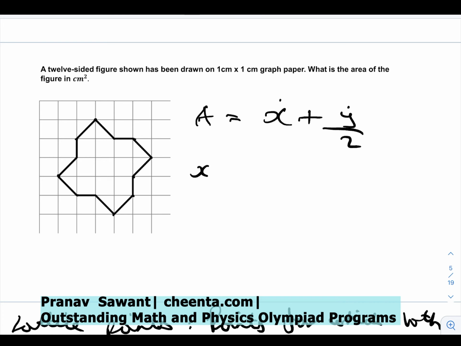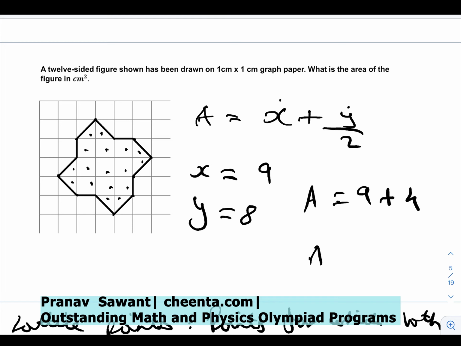So if I try and find out x, what would be x? X is 1, 2, 3, 4, 5, 6, 7, 8, 9. And what is y? Y is 1, 2, 3, 4, 5, 6, 7, 8. And if I just substitute this and compute this, I'll get A is equal to 9 plus 8 by 2, which is 4, so A is equal to 13. So with both methods, we can really see that the answer is 13.